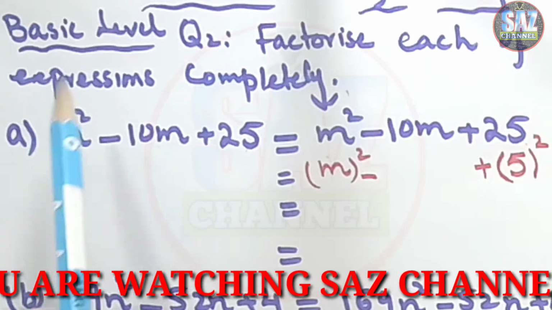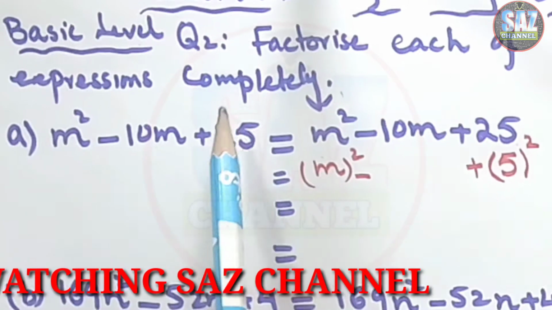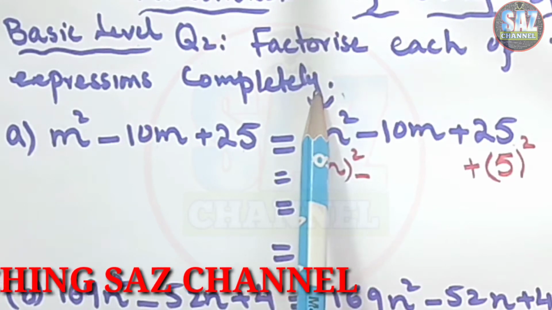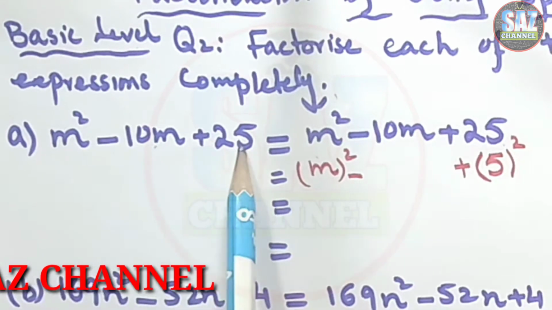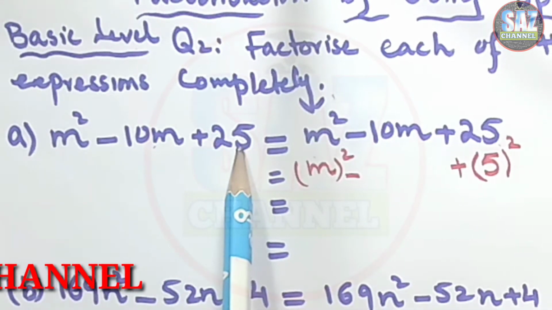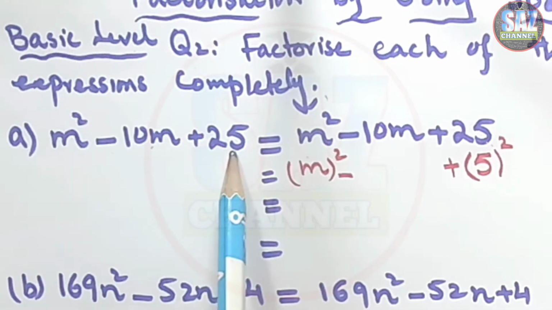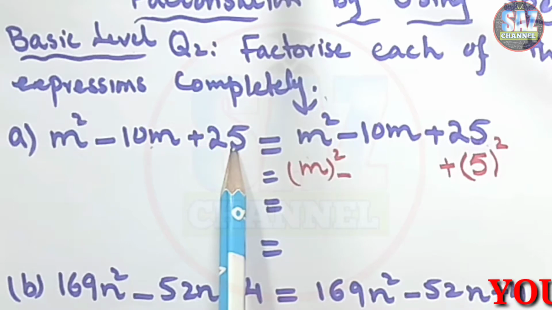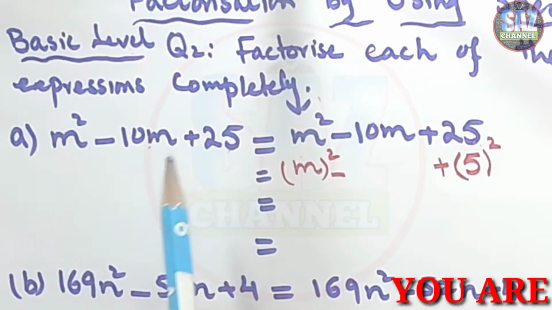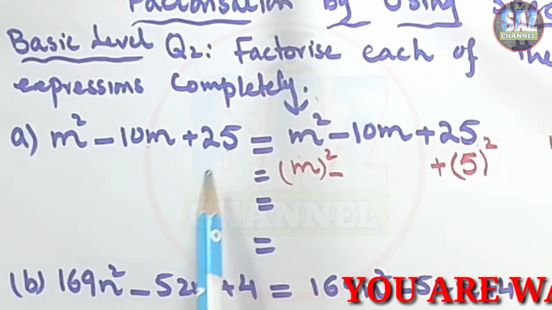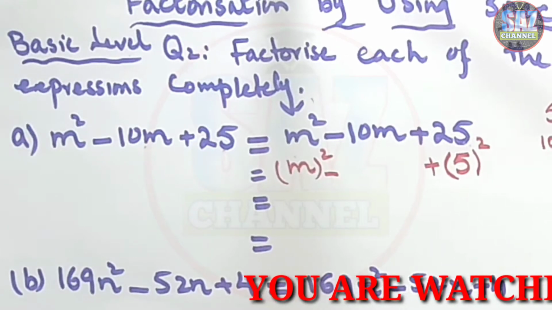Let's move to the question. Question 2 of basic level says factorize each of the following expressions completely. If you look at part a, that is m square minus 10m plus 25. This is a standard quadratic expression. We have learned a lot about the factorization of quadratic expressions by the hit and trial method. But before going to the question, we have to see whether the hit and trial method or the application of these identities is suitable for the situation.